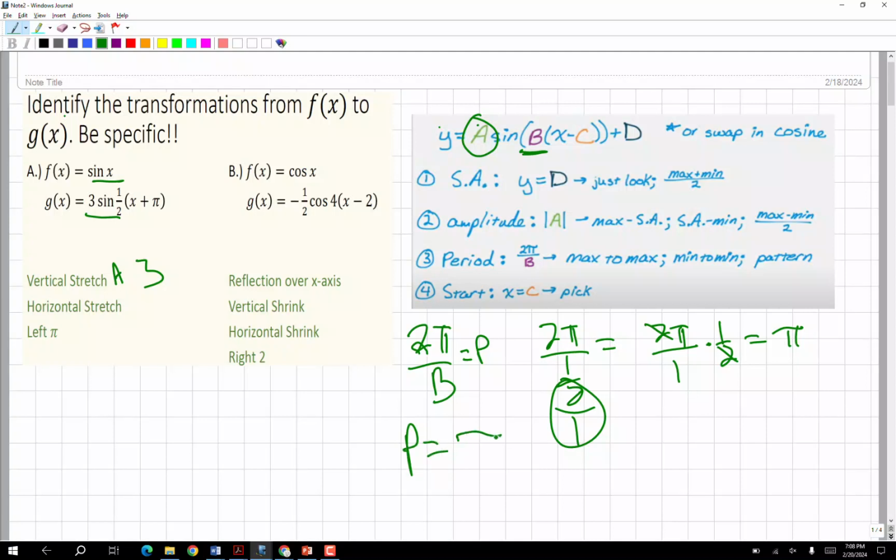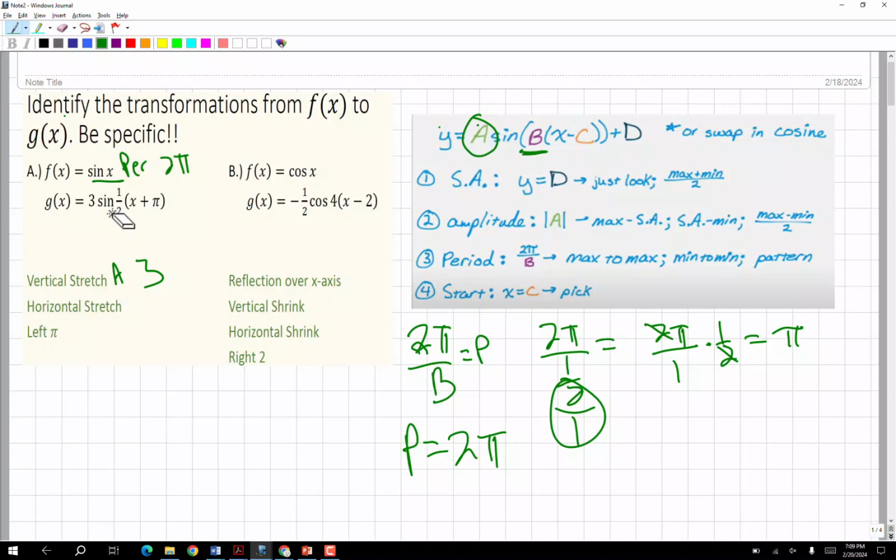Okay, so remember, your base period is, oh no, it's 2 pi. Your base period is 2 pi for the parent function. So this guy right here has a period of 2 pi. This guy, because it's half of that, right? Half of 2 pi is pi. Horizontal stretch, so it's going to be pi instead of 2 pi.